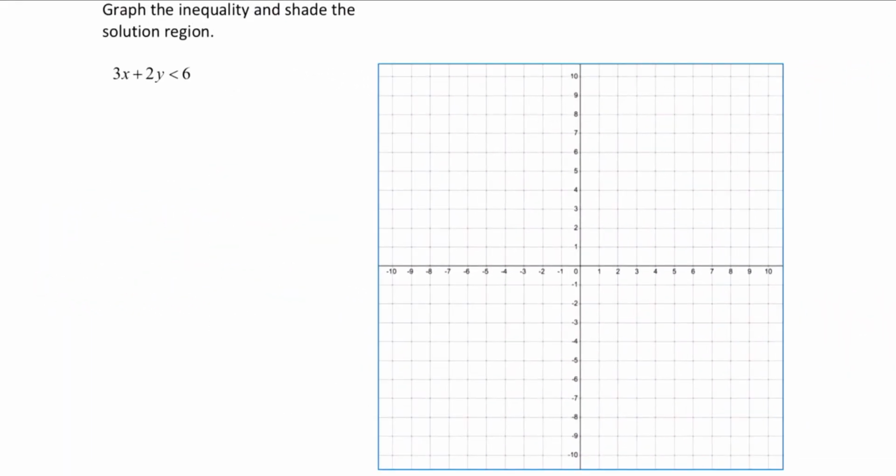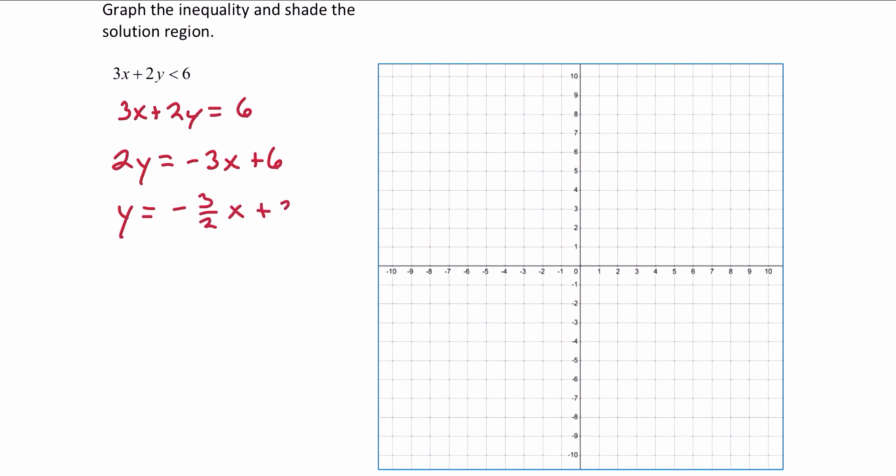Before we look at a system of inequalities, let's look at just a simple linear inequality: 3x plus 2y is less than 6. We can change this to an equation and graph this. Let's isolate the y so that we can put it in slope-intercept form and graph. Subtract 3x and then divide by 2. y equals negative 3 halves x plus 3.